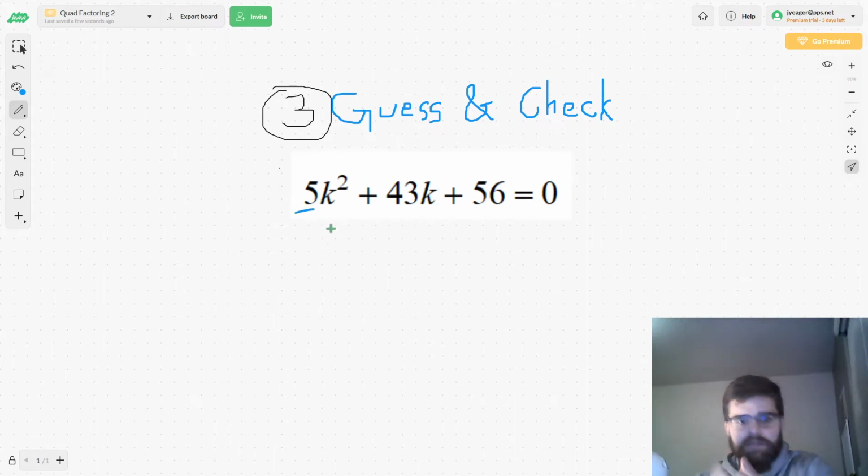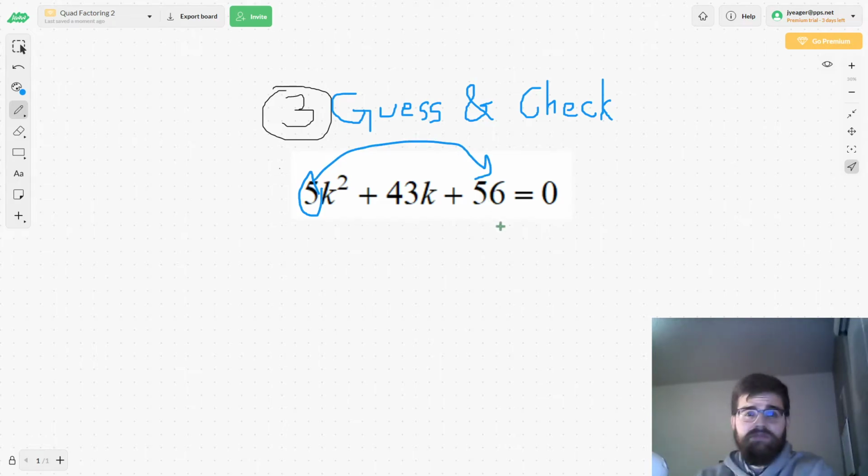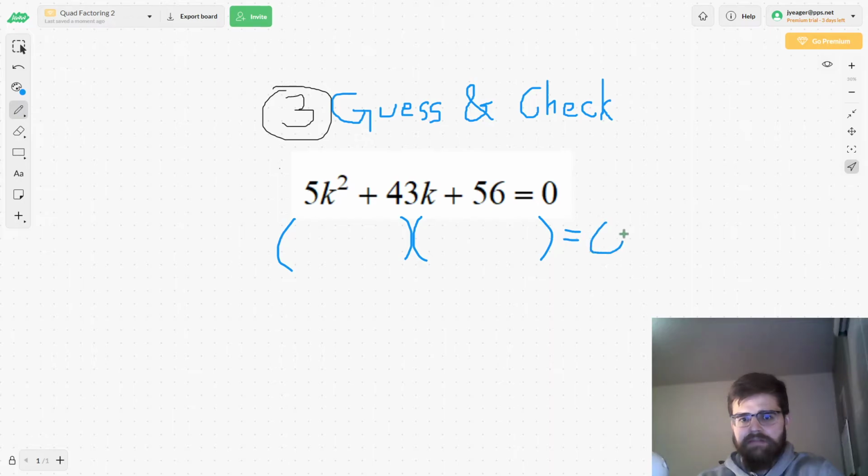So again, we don't have a is equal to 1. We have some other number for a. And it doesn't divide. 43 doesn't divide by 5. So we could do slide divide here. We could do 5 times 56. So it'll be 5 times 50 is 250 plus 30 more is 280. Then I'm going to find factors of 280 that combine to get 43. No thanks. Okay. So what I'm going to do instead is just guess and check, because although it's not super straightforward how I'm going to break this down, I can do some quick guessing.